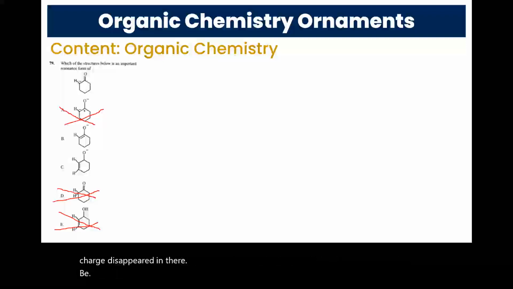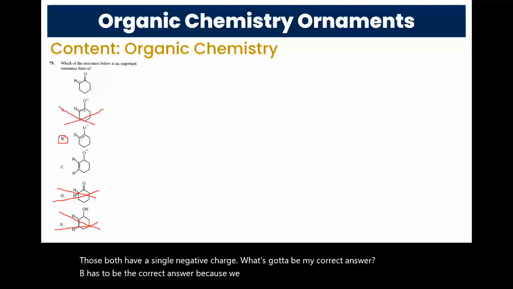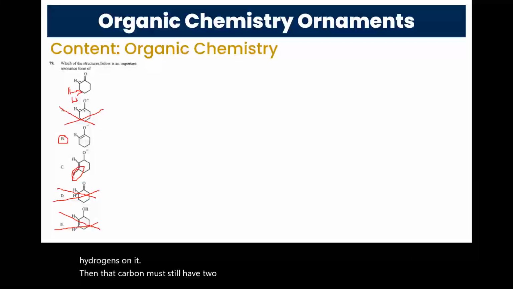Okay, and then if I'm looking at B and C, those both have a single negative charge. What's got to be my correct answer? B has to be the correct answer because we can't move atoms around. If this carbon has two hydrogens on it, then that carbon must still have two hydrogens on it, but C shows only one hydrogen on it. That's got to be out.